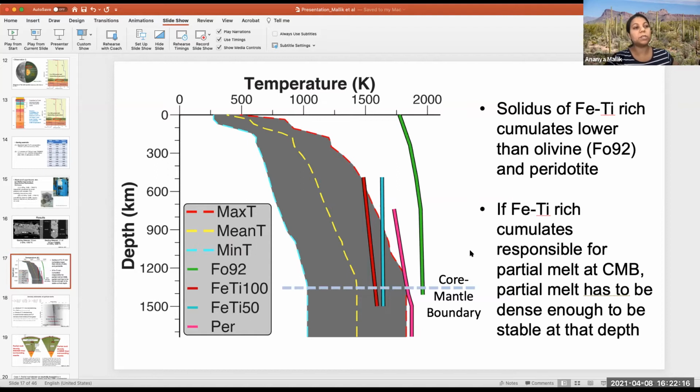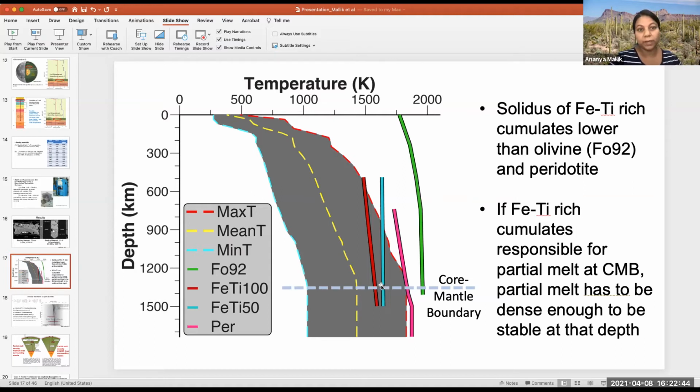So we determined the solidus through these experiments. And the question is, if these iron titanium rich cumulates are responsible for producing that partially molten layer at the core mantle boundary, one of the conditions that needs to be met is that that particular partial melt is either neutrally buoyant at that depth or is denser than the overlying mantle in order for it to actually be stable and stay on for that long.